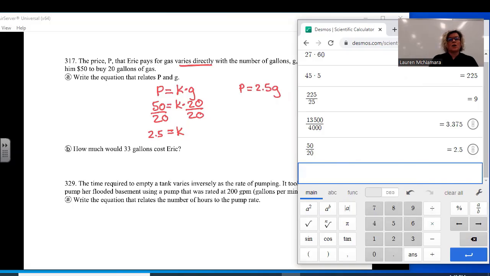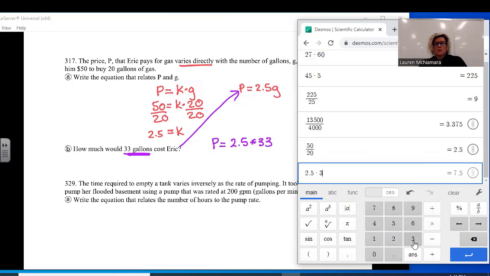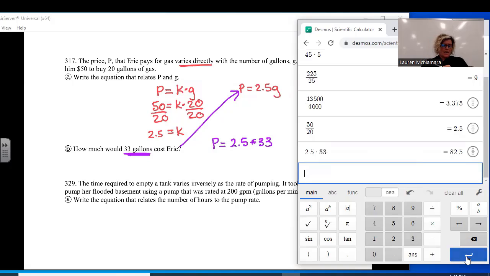How much would 33 gallons cost Eric? So now I'm using what I found here. So my price that I would pay is going to be 2.5 times 33. So 2.5 times 33, and I get my price I would pay would be $82.50.